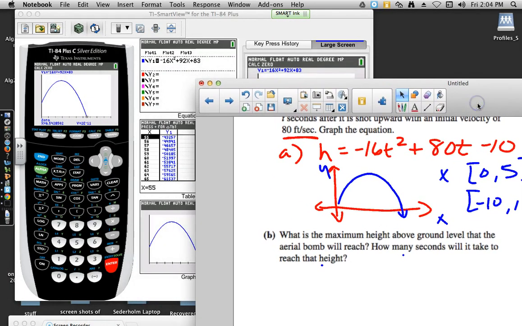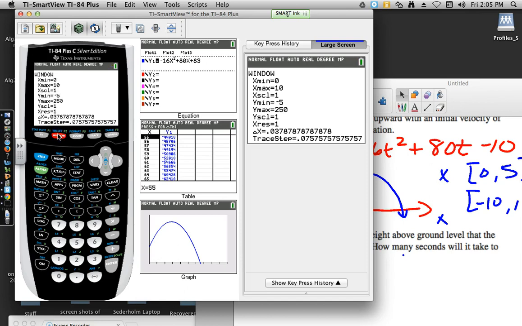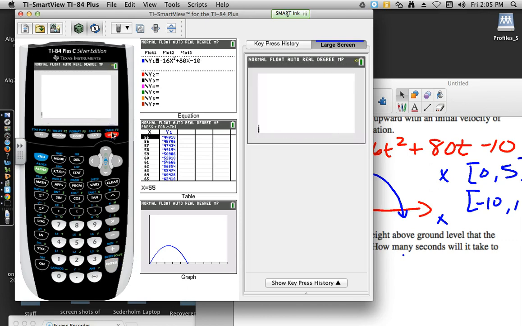So we need to get this into the calculator and let the calculator do the work. We still have our -16 from the last problem, -16 t squared or x squared, but now we want to put an 80 in this position and a -10 in the C position. So let's see here. I think we'll go ahead and set the window for their recommendation, which was 0 to 5. And then they had the y's from -10 to 100. And we hit graph.